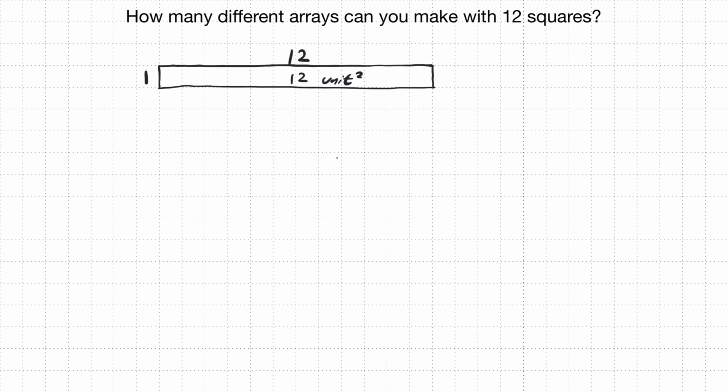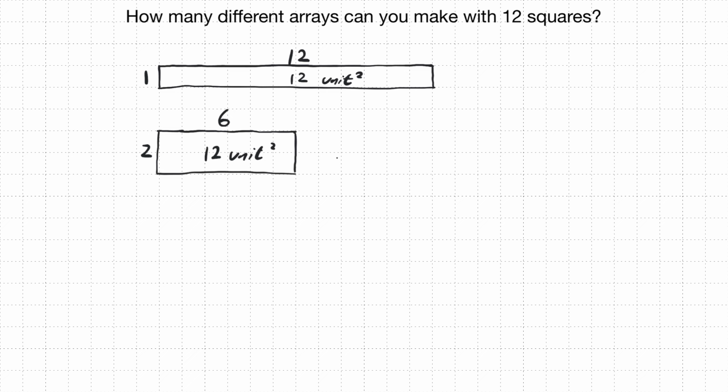Now I know that 2 also goes into 12, so I can create another rectangle which is 2 units high. And if I count in twos as I go across, 2, 4, 6, 8, 10, 12, I now have another rectangle which has 12 unit squares inside of it. And it is 1, 2, 3, 4, 5, 6 across.